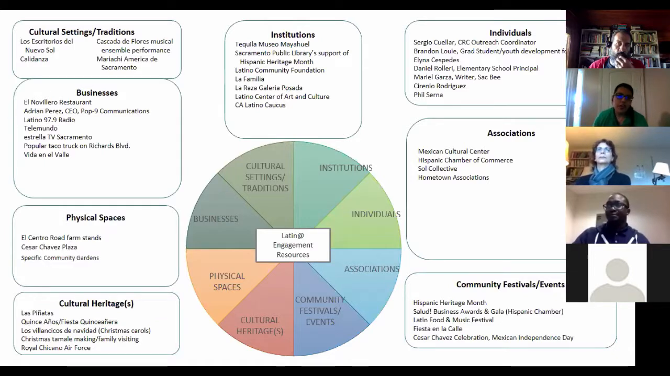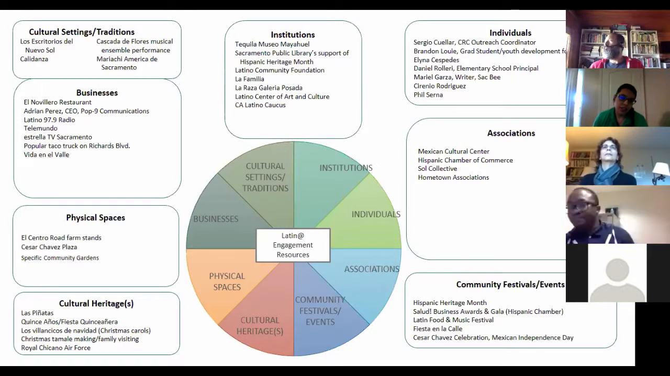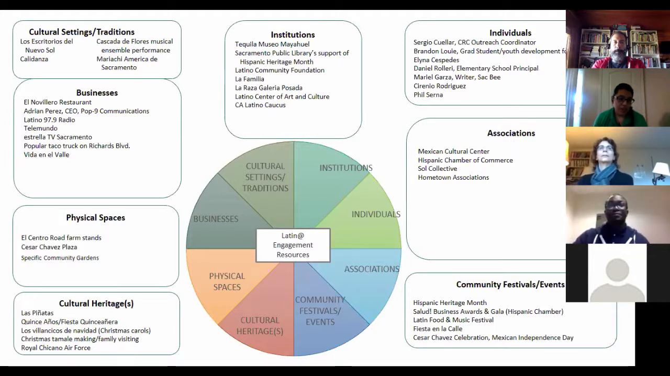I'm going to share right now this chart. This is a sample from our research project. This was done in Sacramento County. And so there are particular institutions and individual associations in each of these areas. So for example, in cultural settings, there was a mariachi that plays in Sacramento, and they generally go to Latino-related celebrations. Then there are different businesses like radio stations, TV stations, a taco truck.